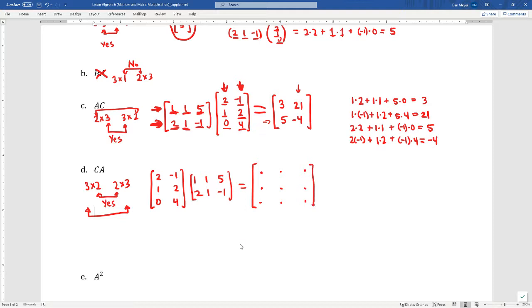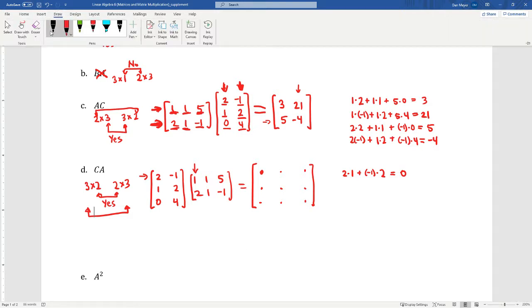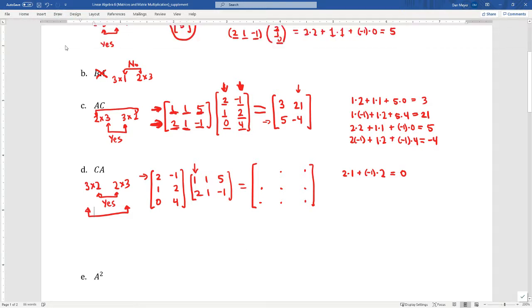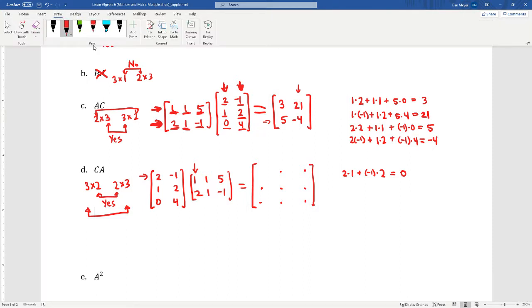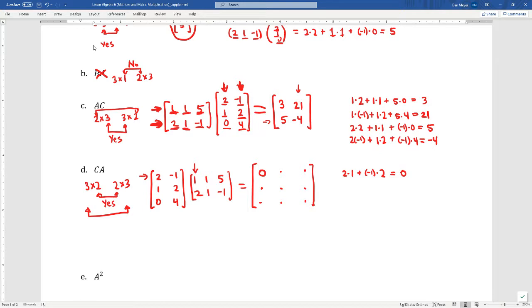For the entry in the first row, first column, we want to take the first row of C times the first column of A. That'll be 2 times 1 plus negative 1 times 2, which will give you 0. I really do need to come up with some hotkeys for this eraser.